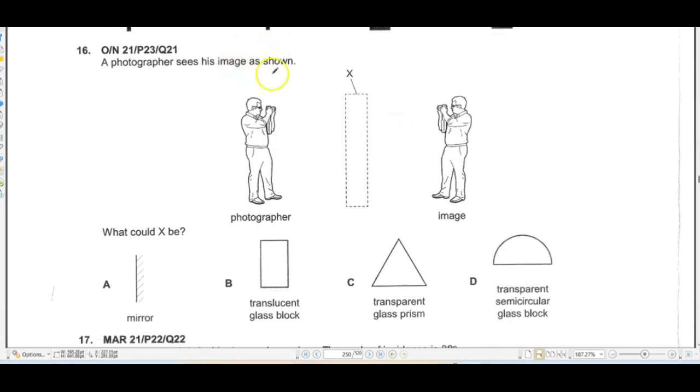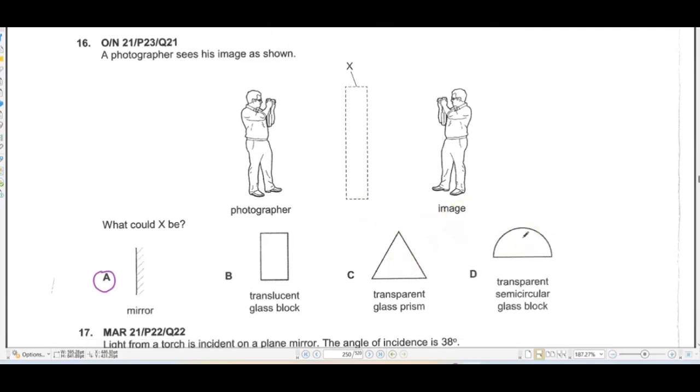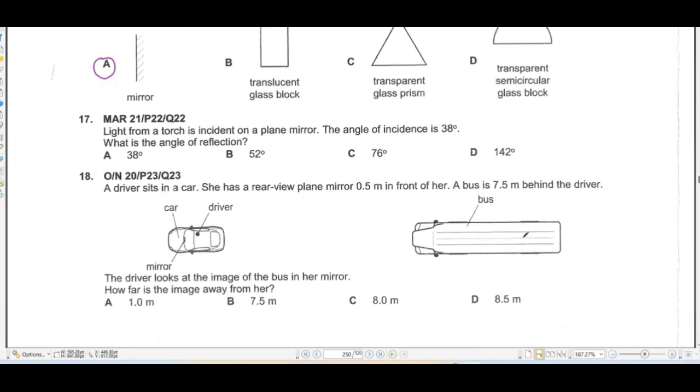A photographer sees his image. What could X be? Okay, the photographer is seeing his image, so as you can see, it's laterally inverted as well. So object X can be a mirror. Okay, a translucent glass block won't make a difference, a transparent glass prism has no lateral inversion, and a semicircular glass block also has no lateral inversion.